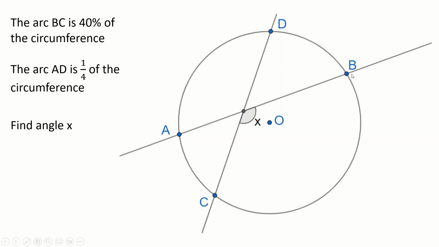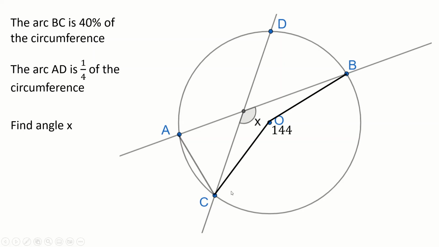Arc BC is 40% of the circumference. Now what that means is if you draw to the center, and I gave you the center to be helpful, this angle here has got to be 40% of 360, because the circumference is directly proportional to the angle that you use. So 40% of 360 is 144. And now this is the sneaky bit.